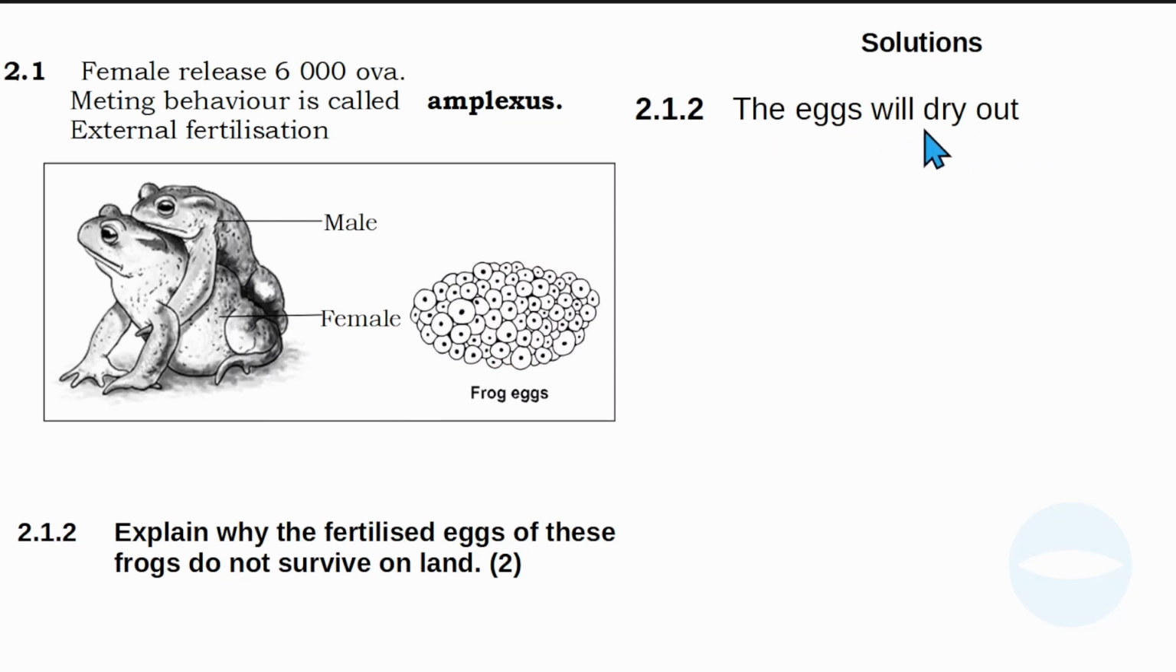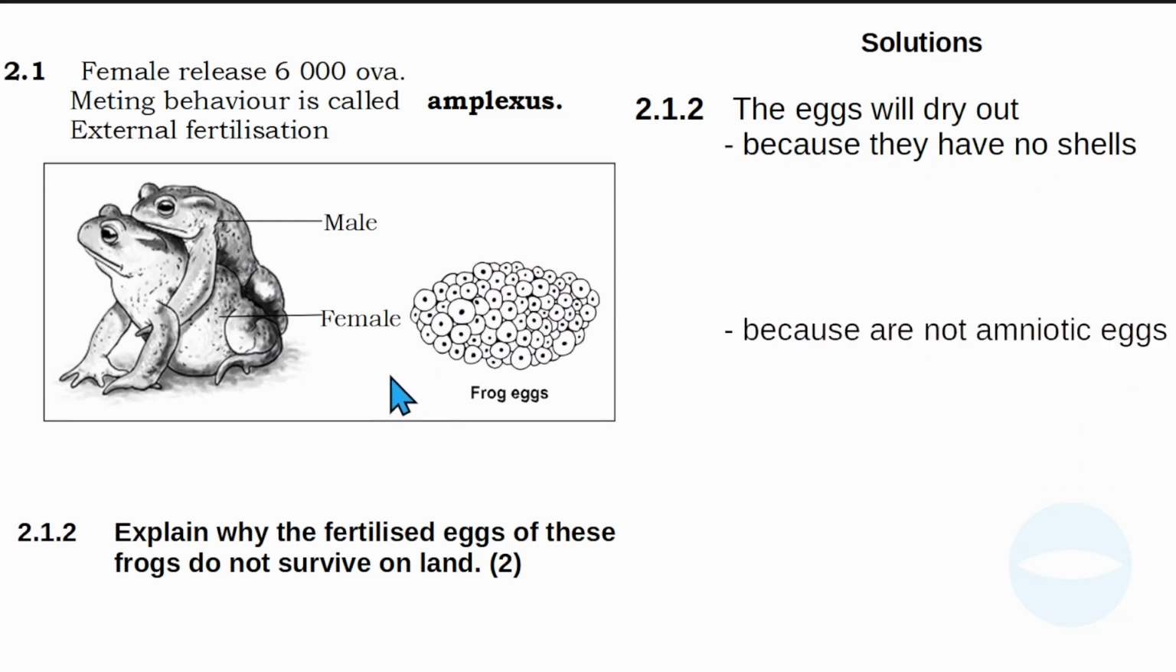The egg will dry out because there is no liquid, and the reason the egg dries out is because they have no shell. So the eggs of this frog do not have shells. If this frog releases eggs outside the water, then these eggs will dry out and die because they are not protected by shells.